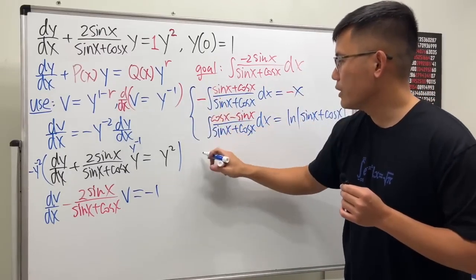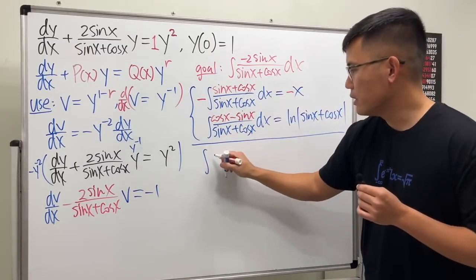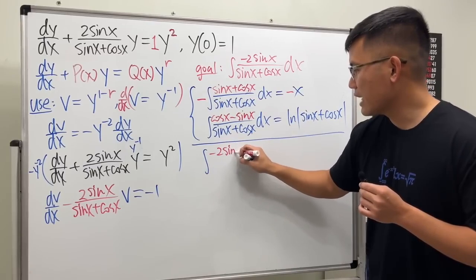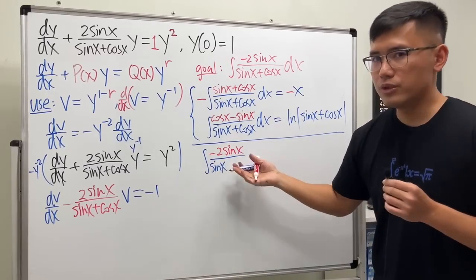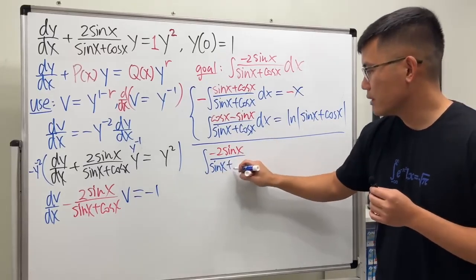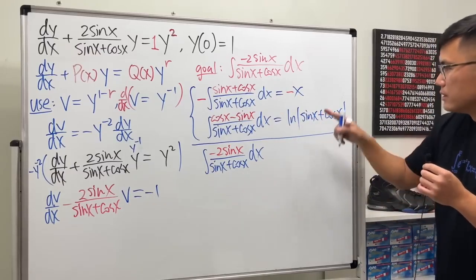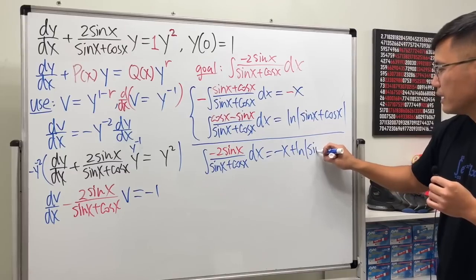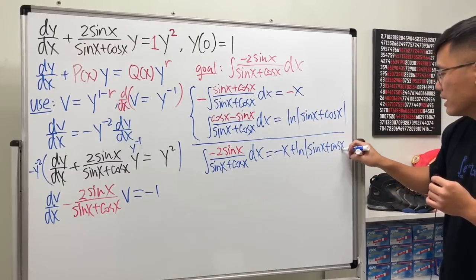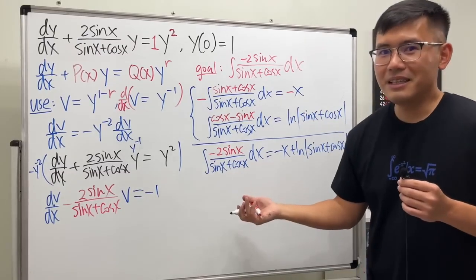So when we combine these two equations, the left-hand side does give us the integral of negative 2 sin x over the same denominator, because integration is a linear operation. So we can just add inside. Very nice. So this right here becomes negative x plus ln absolute value of sin x plus cosine x. So that's how you can integrate this. Cool. But this is not it.